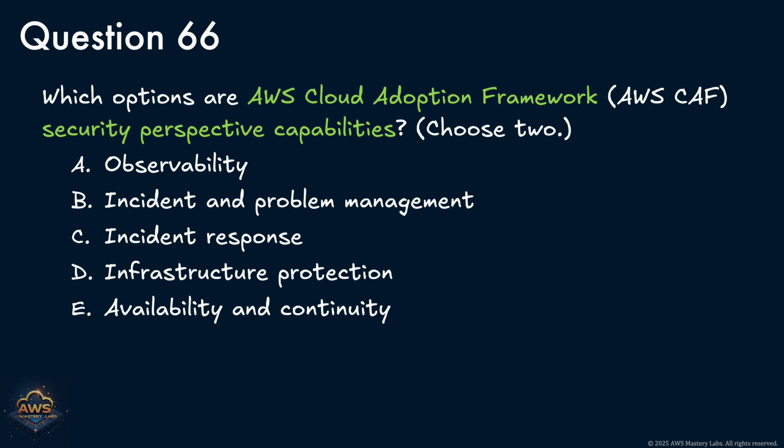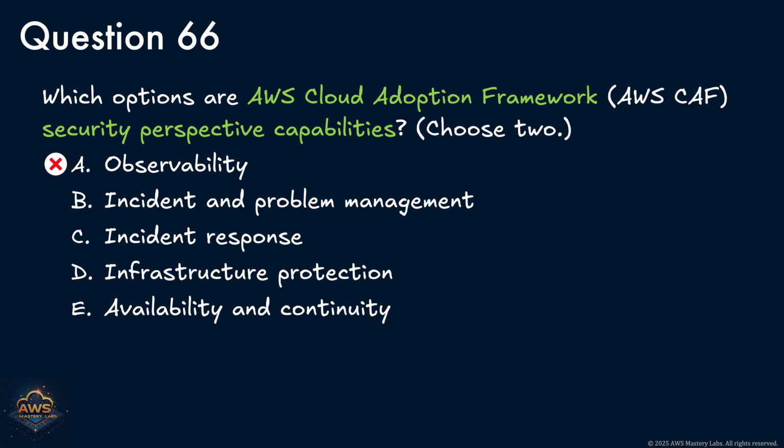CAF provides structured guidance across various perspectives, like business, people, governance, security, and operations to help organizations plan and implement their cloud adoption. The security perspective is all about protecting data, systems, and assets, and aligning with compliance and risk management objectives. It focuses on risk assessment, identity management, infrastructure security, detection, incident response, and business continuity.